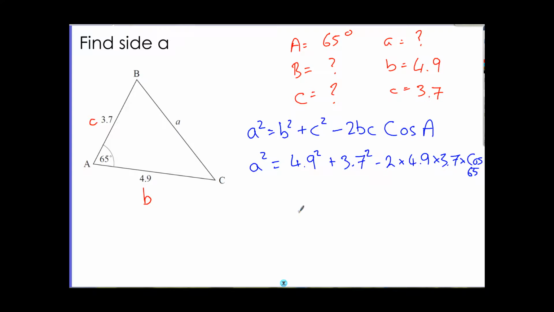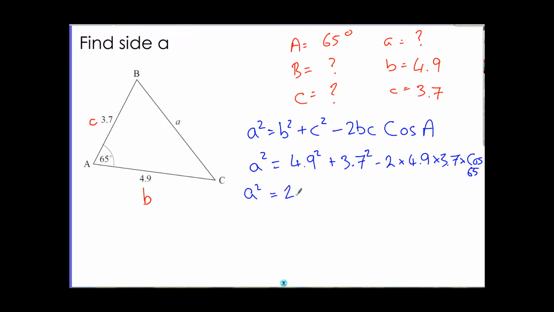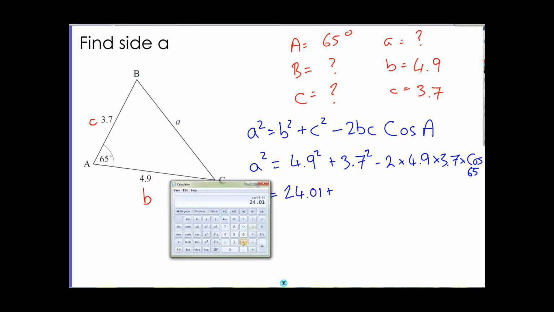But that's it. The hard work's been done. This is now just sticking numbers into your calculator, and you are always given a calculator to solve this kind of problem. So 4.9 squared is 24.01. 3.7 squared is 13.69.